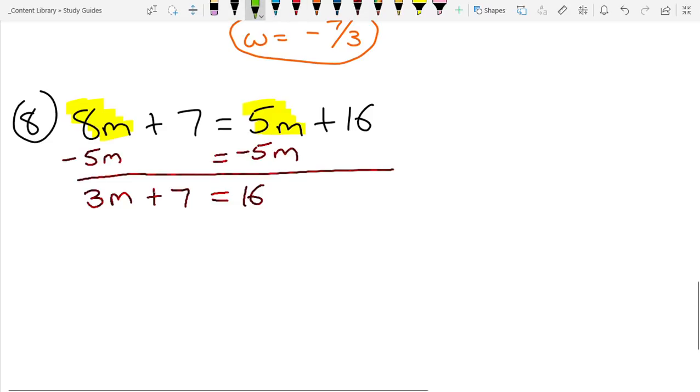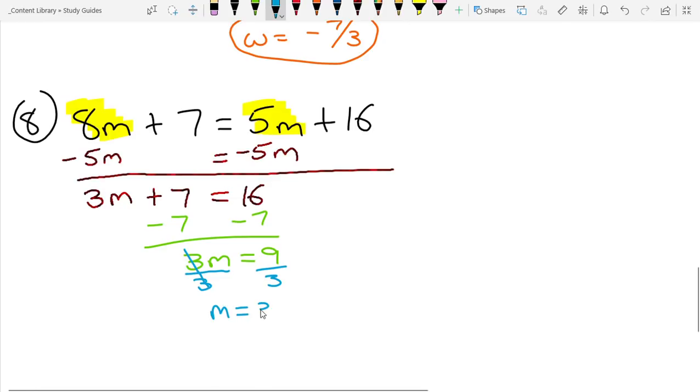Now we're back to the regular getting the variable by itself. We have an attached 3 and a standalone 7, so we get rid of the standalone first. So we do the opposite, which is subtract 7. So now I have 3m is equal to 9. The 3 is a multiplier, so we do the opposite, which is to divide. They cancel out, so you're left with m is equal to 3.